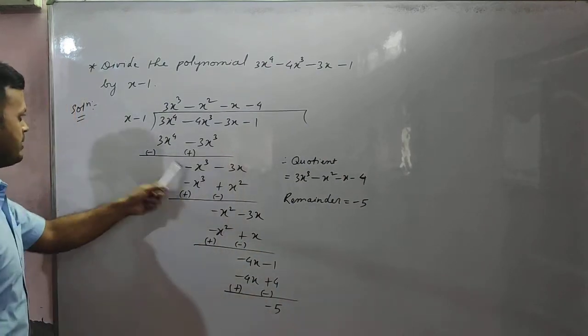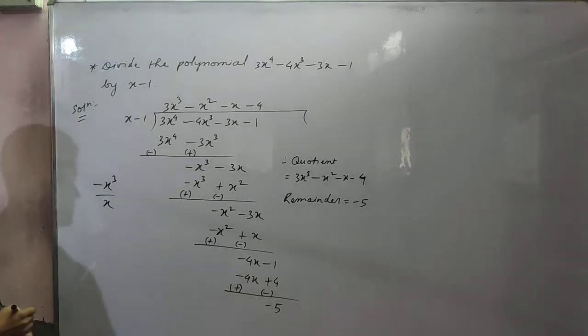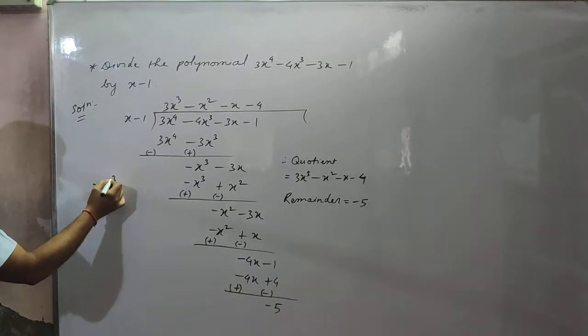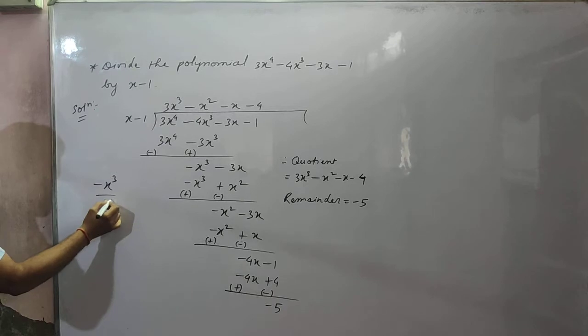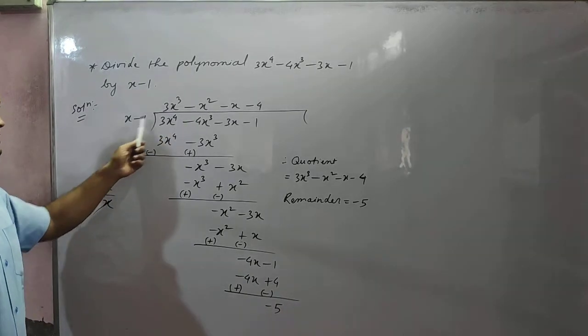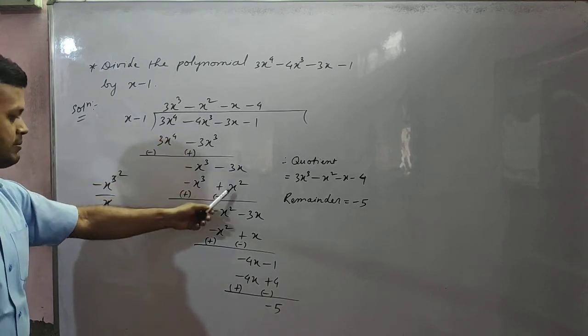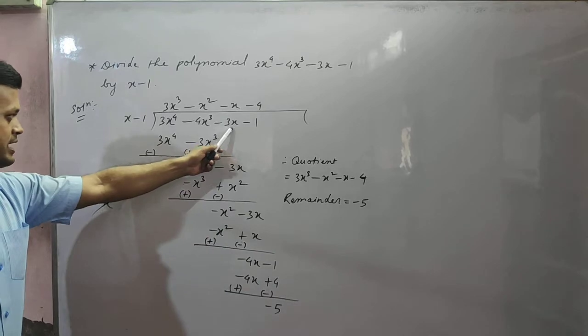In minus x cube, x will go how many times? Minus x cube, you divide by x. Here 3x is there. 3x is multiplied, and here only 1x to cancel. Minus x square. So write here minus x square. X into minus x square will become minus x cube. Minus 1 into minus x square will become plus x square. Here 3x, from here I have got it down here.